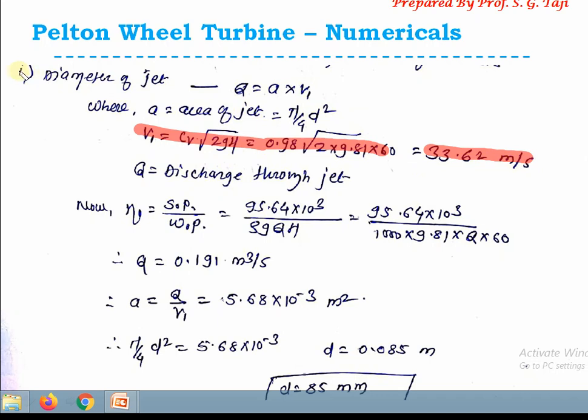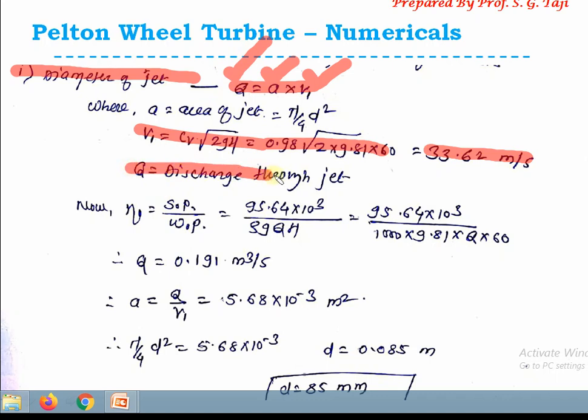Now first thing, we are going to calculate the diameter of jet. So diameter of jet, we know that it's given by Q is equal to area multiplied by velocity, where A is the area of jet and V1 is the velocity of jet, and Q is the discharge coming out or water flowing through that jet.